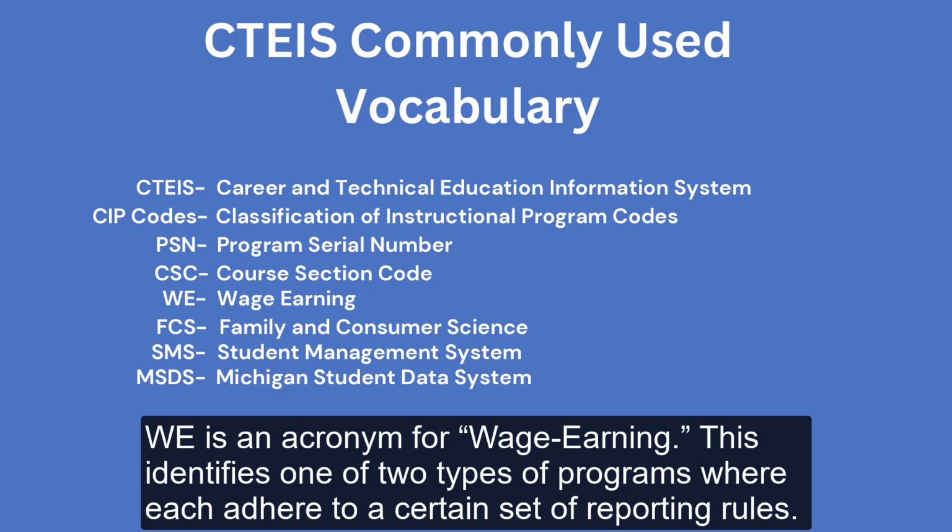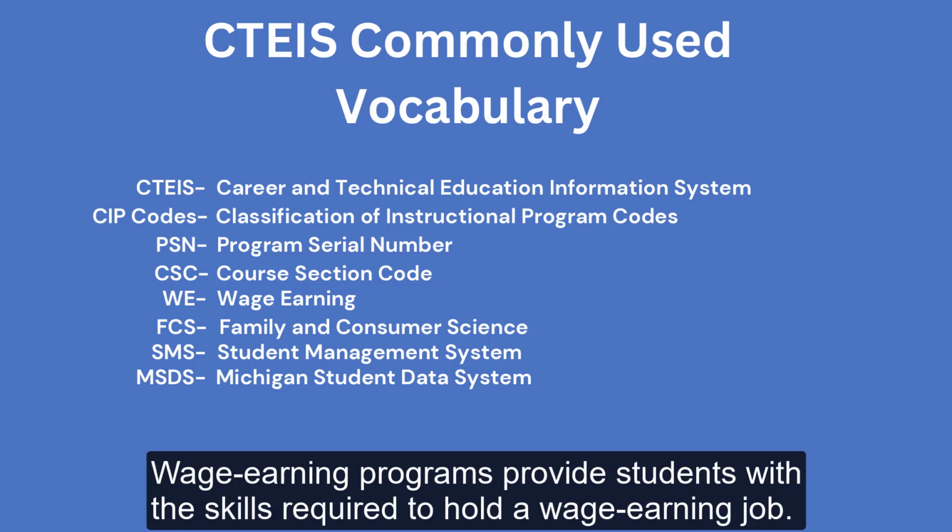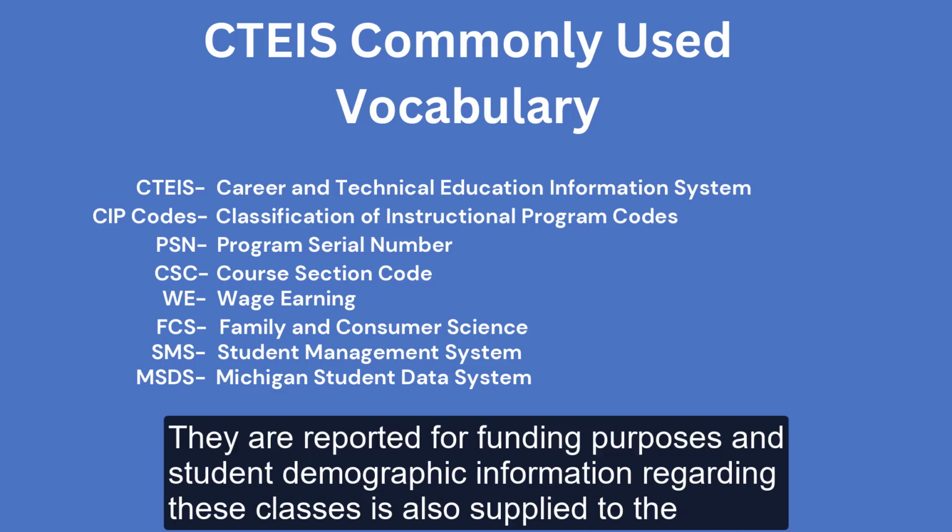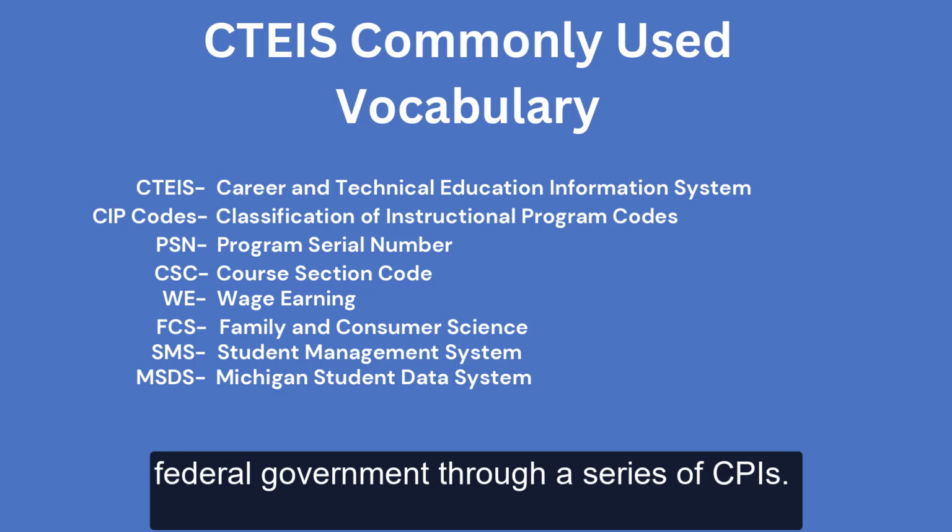WE is an acronym for wage earning. This identifies one of two types of programs where each adhere to a certain set of reporting rules. Wage earning programs provide students with the skills required to hold a wage earning job. They are reported for funding purposes, and student demographic information regarding these classes is also supplied to the federal government through a series of CPIs.